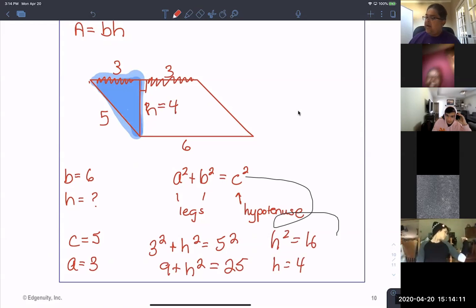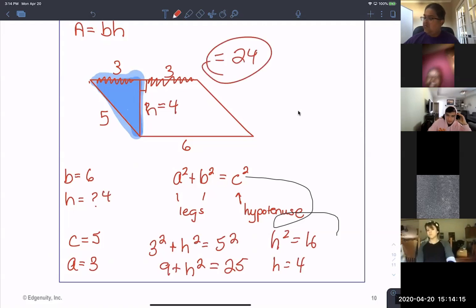So now that I know my height is 4, then my area is 24.